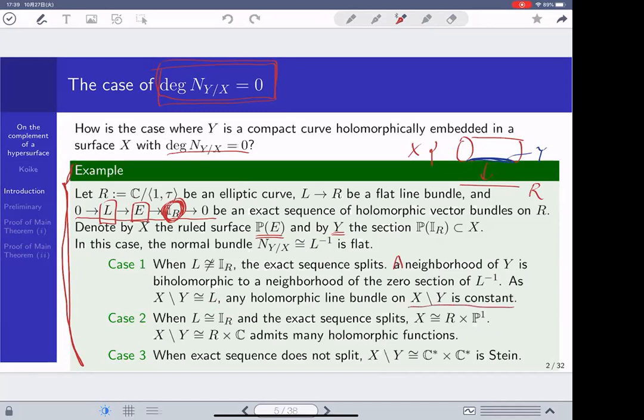So I have a question. Sorry. Why does the exact sequence split in this case? I mean, in this case. Yeah, why does the exact sequence split here? So okay. Actually, in this case, this exact sequence corresponds to some extension class.